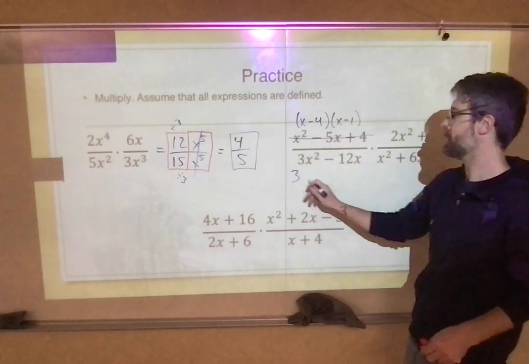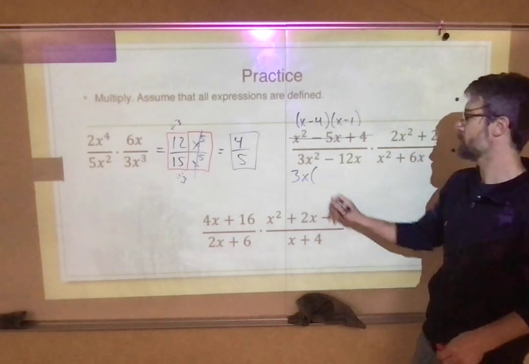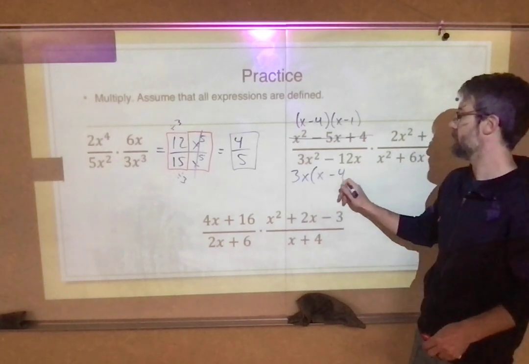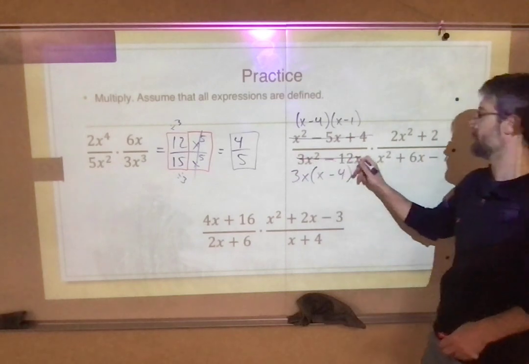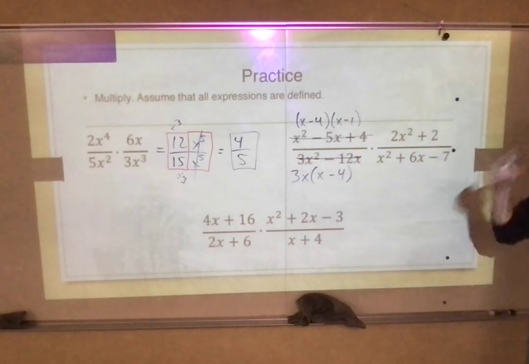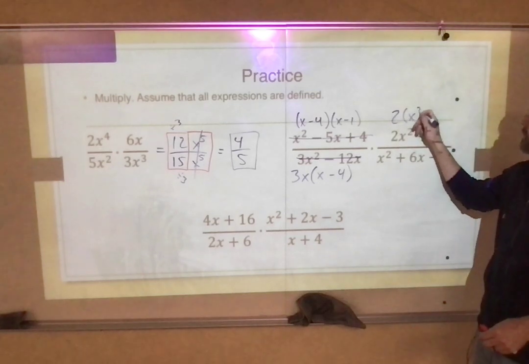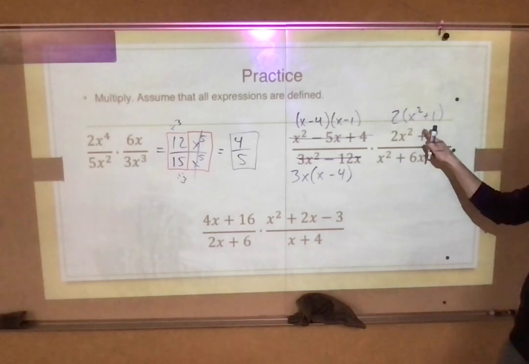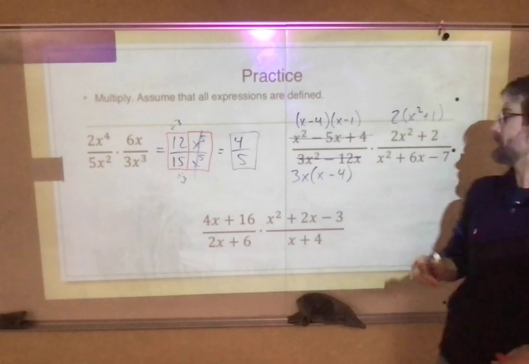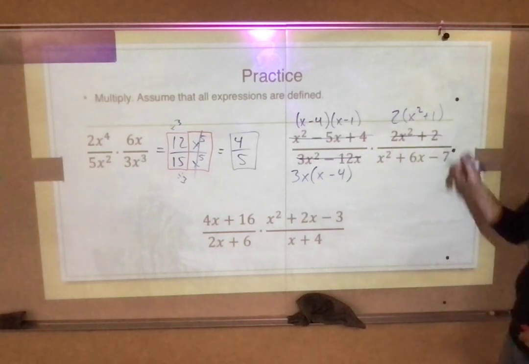Looking down here, GCF, 3 and 12 are both divisible by 3. X squared and x, I can take an x out of both of those. And that's going to leave me x minus 4 on the inside of the parentheses. Up here, we've got a GCF, 2 times x squared plus 1. Not a difference of squares, right? This isn't factorable unless we use complex numbers, which we're not going to do.